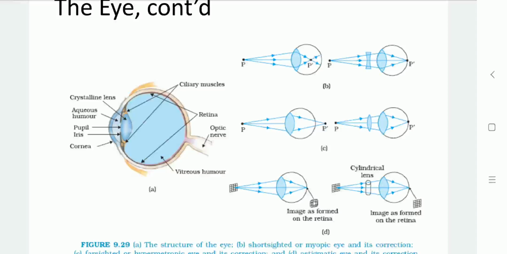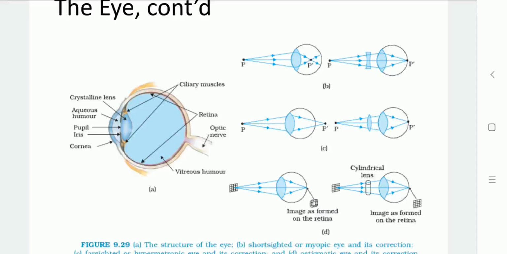Now, the retina is a film of nerve fibers covering the curved back surface of the eye. This retina contains rods and cones, which sense the light intensity and colors and transmit that electric signal through the optic nerve to the brain, and finally the brain processes this information.